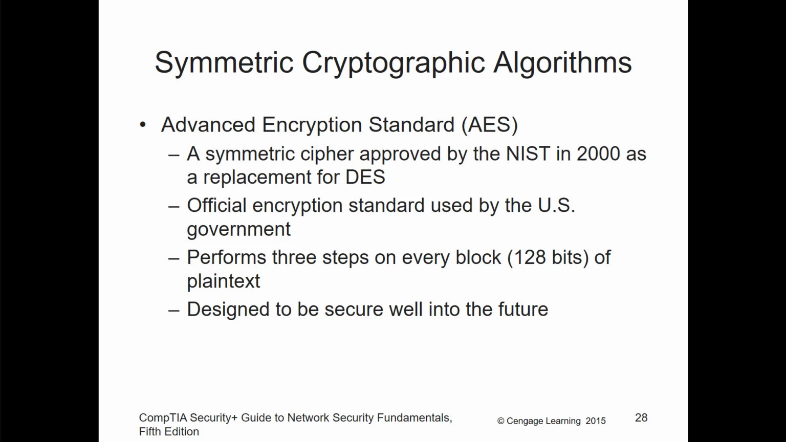AES is the more current version. This was approved by NIST in 2000 to replace DES. It does perform 3 steps on every block, that's going to be 128 bits of plain text. It is designed to be secure well into the future, and this is actually one of our more secure algorithms. However, keep in mind that this is symmetric, so it does use the same key for encryption and decryption.